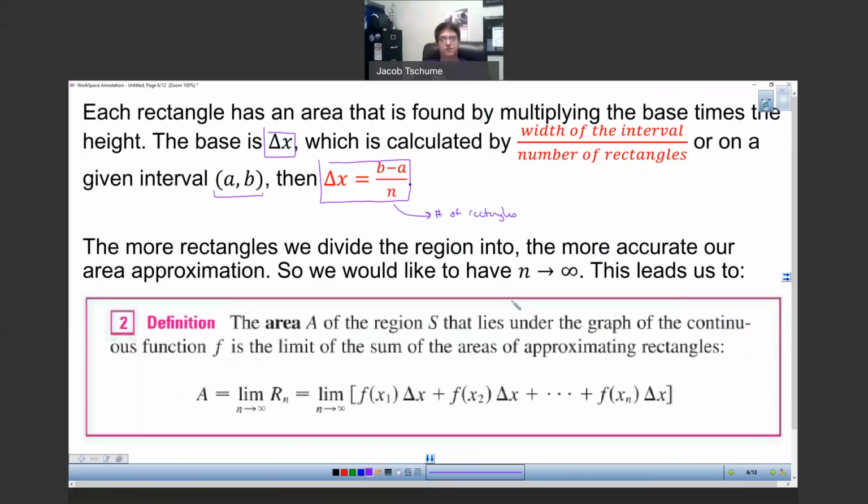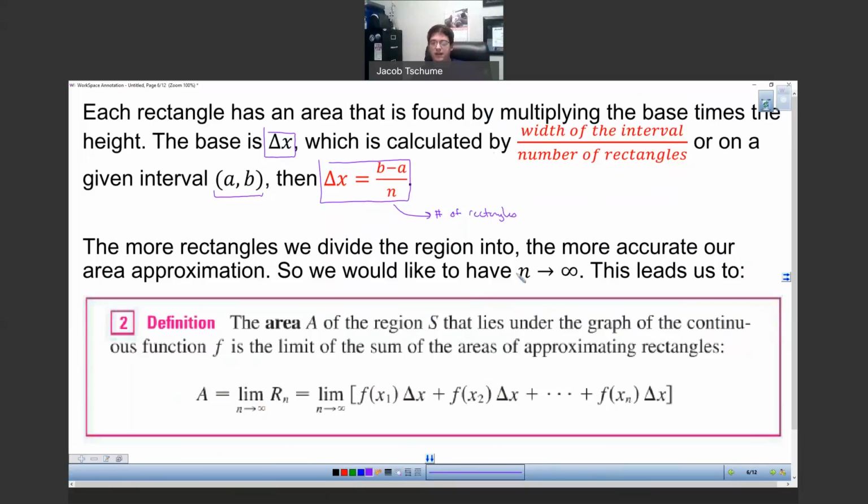And as we just visually showed you from going from 3 to 6, the more rectangles we divide the region into, the more accurate our area approximation will become. So if you remember back in Cal 1, when you did limits early on in that class, that's what we're about to get back into. Limits don't go away just because you finished Cal 1.